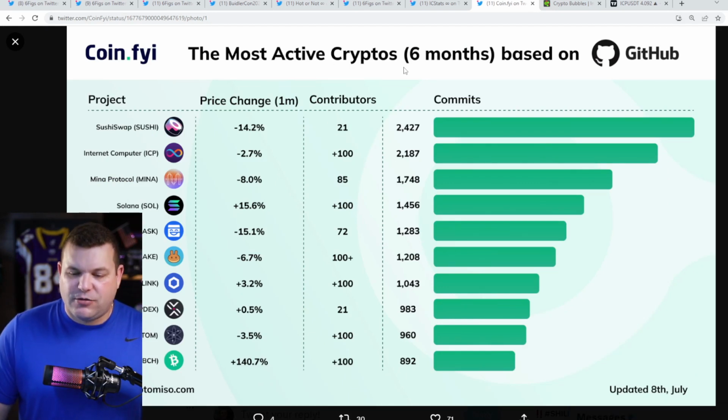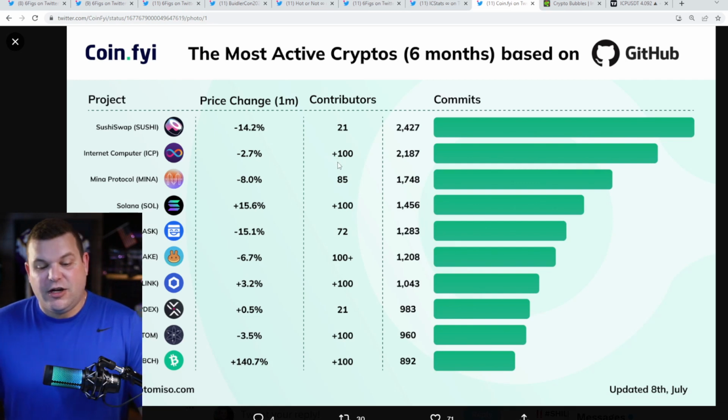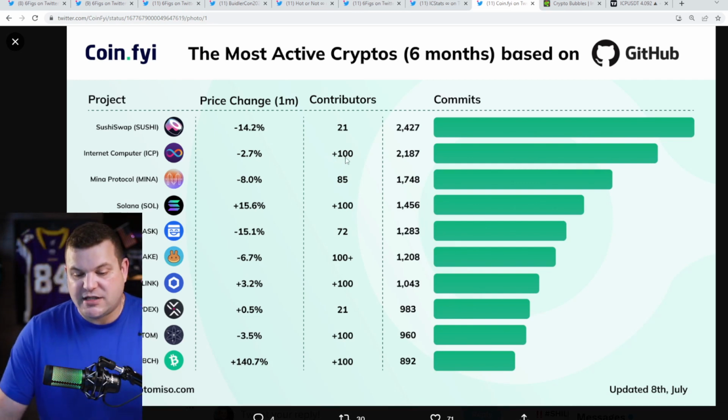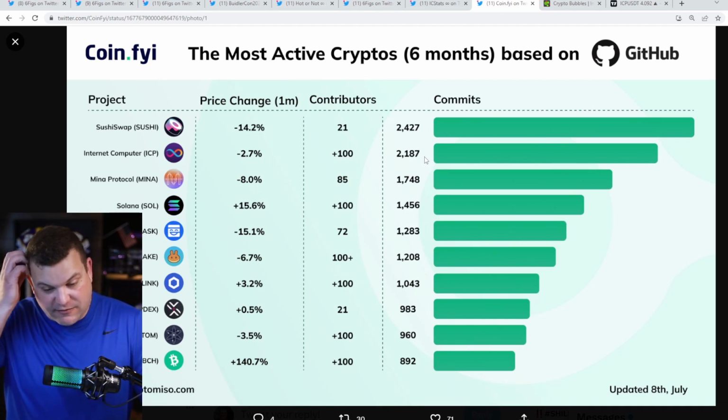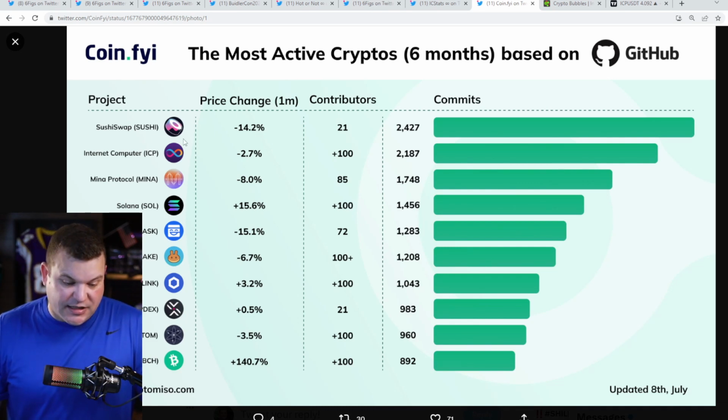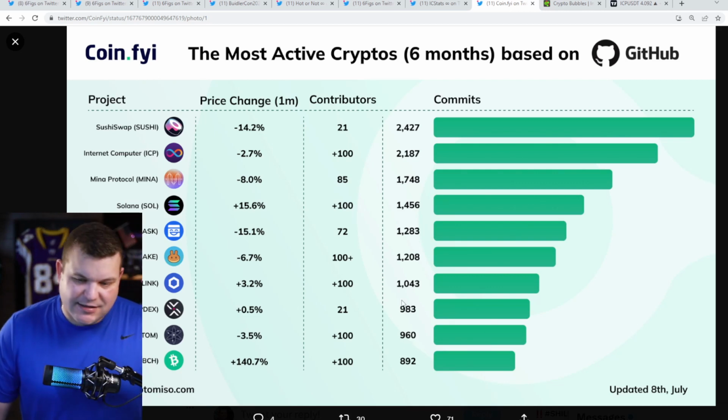The most active crypto over the last 6 months based on GitHub. Internet Computer, 100 plus contributors, over 2,187 commits. That's pretty impressive. That's really impressive. You can kind of see some of these other ecosystems. I like Atom. I like Cosmos. So it is what it is.